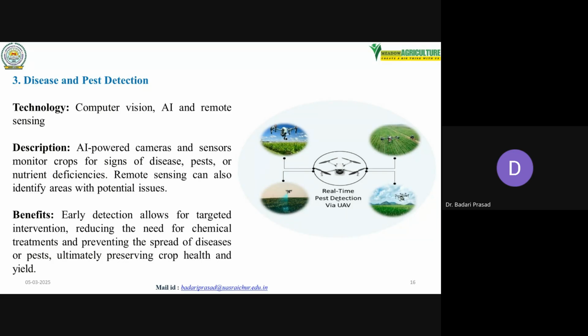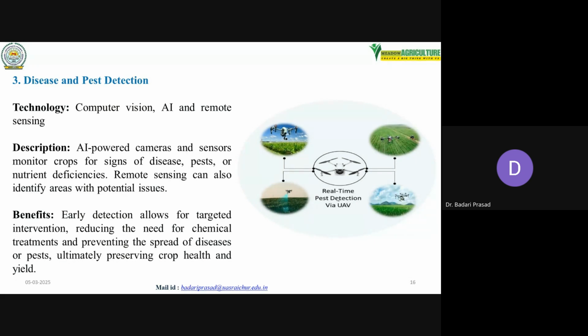So based on changes in the crop canopy, we can easily sense whether it is an occurrence of disease or pest, or whether the pest has already invaded our field or not. It compares the surrounding fields with our actual field and gives real-time data. Based on this, we can make early detection, which allows targeted intervention, reducing the need for chemical treatments, preventing the spread of diseases or pests, ultimately preserving crop health and yield.